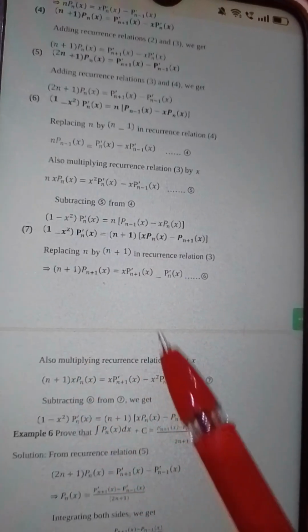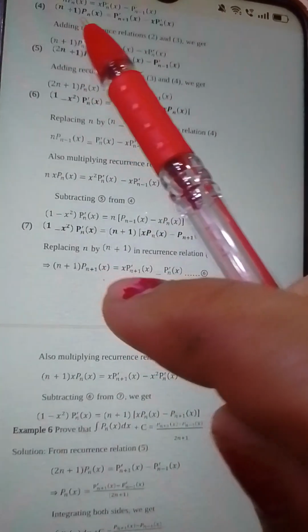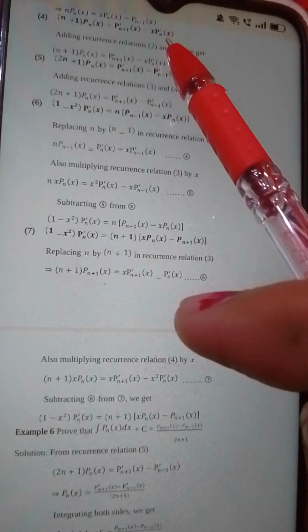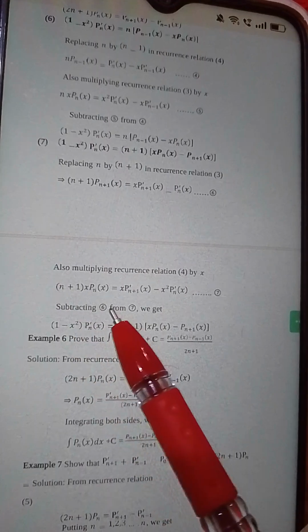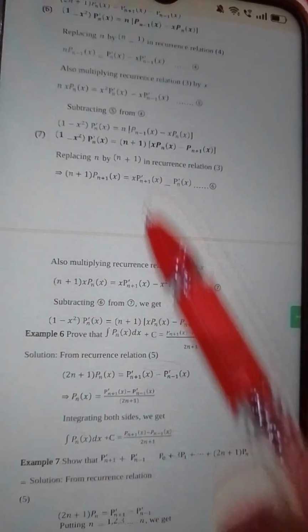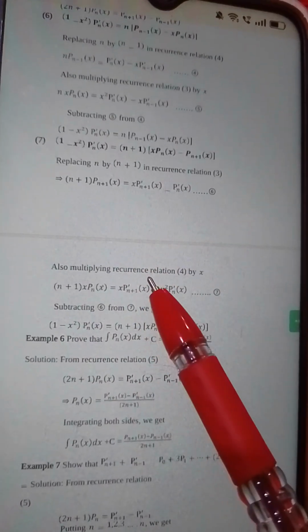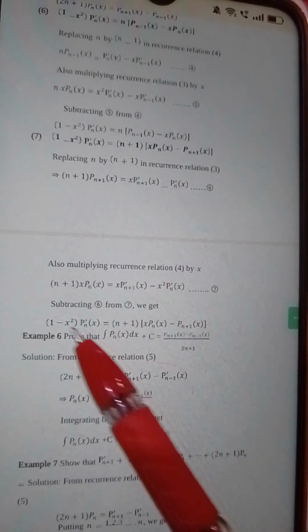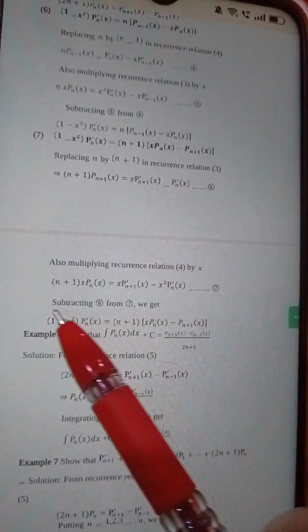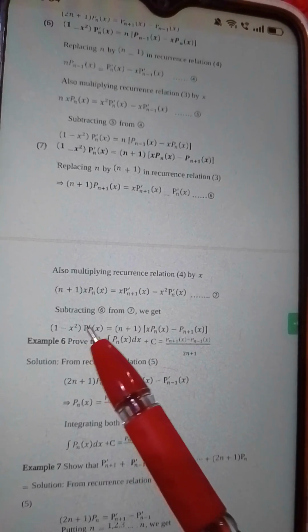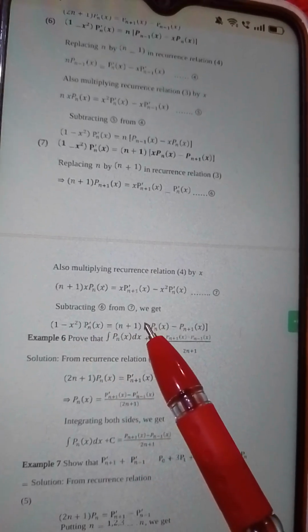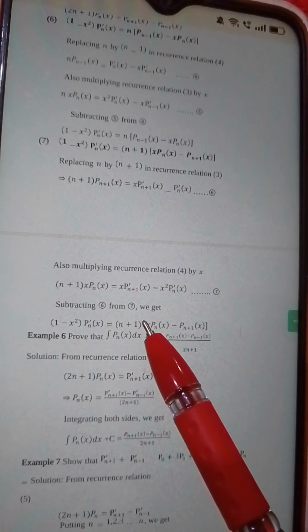Multiplying recurrence 4. This is our fourth recurrence relation. We are multiplying it by x and then subtracting. Sixth step and seventh step. Subtracting 6 from 7 and we will get our seventh recurrence relation. I hope these 7 relations are clear to you.